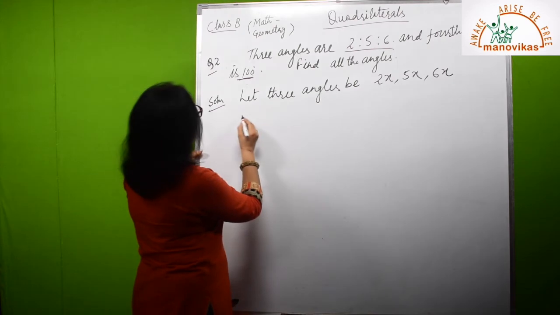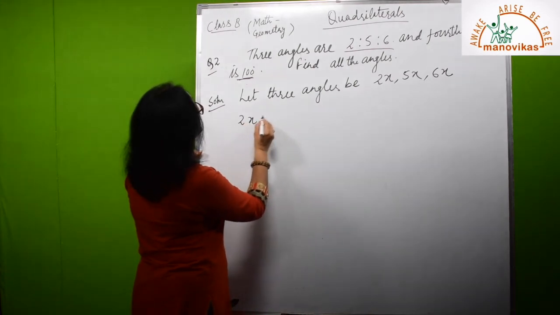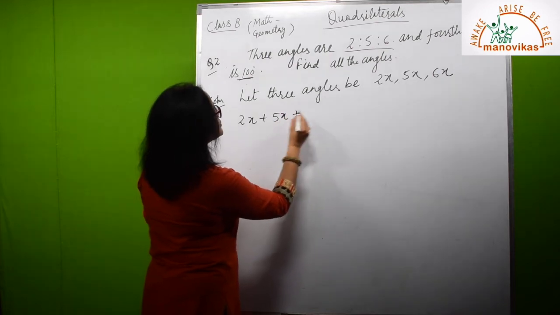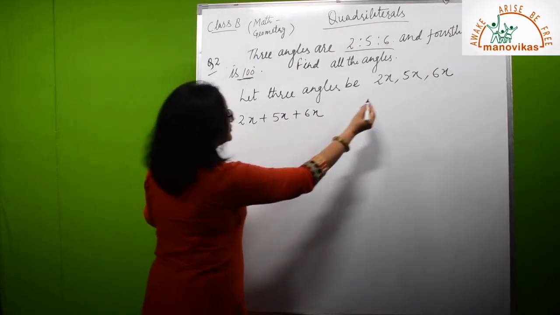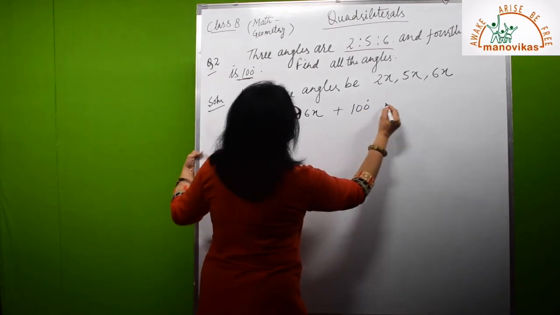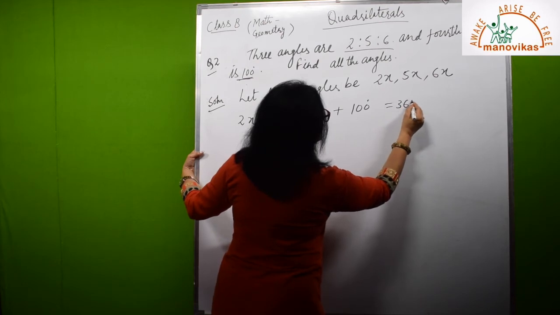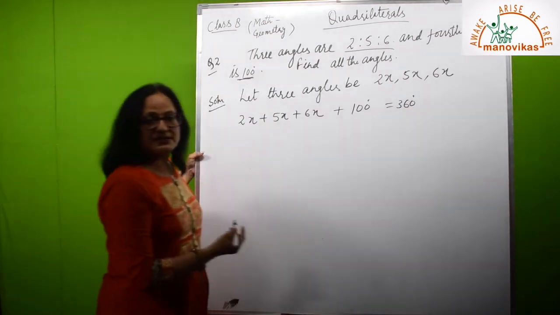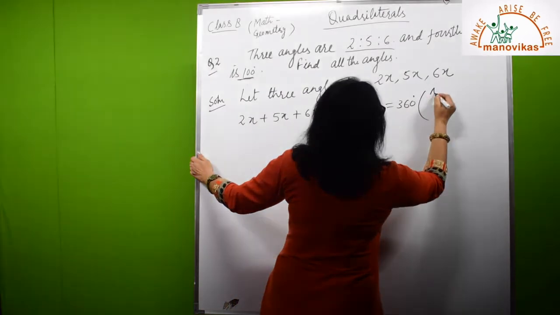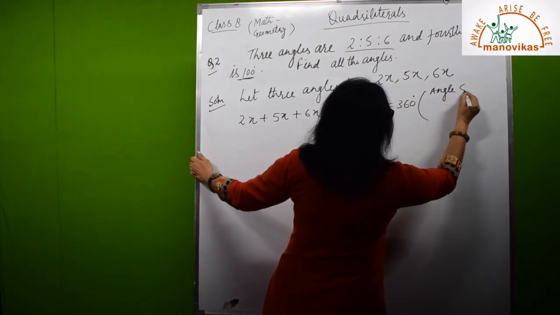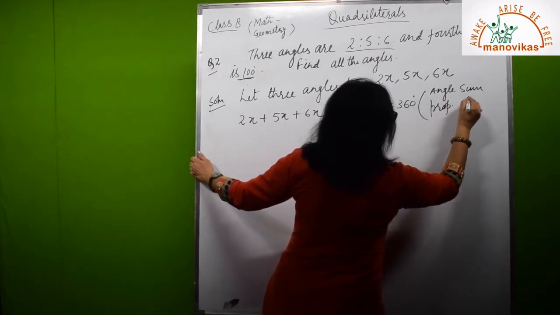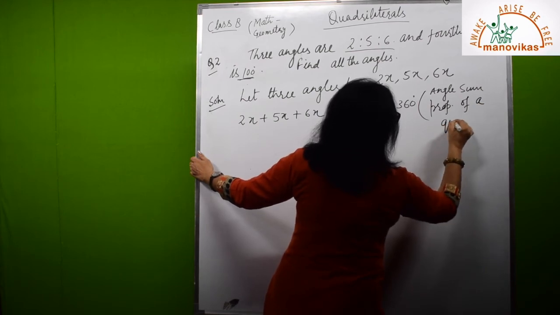So the sum of all the angles is equal to 360 degrees. This result we will use here. So add all the angles, the 3 in variable form and the fourth one, 100 degrees, and the sum is equal to 360 degrees. This is the result for the quadrilateral, so you have to mention it here: by angle sum property of a quadrilateral.